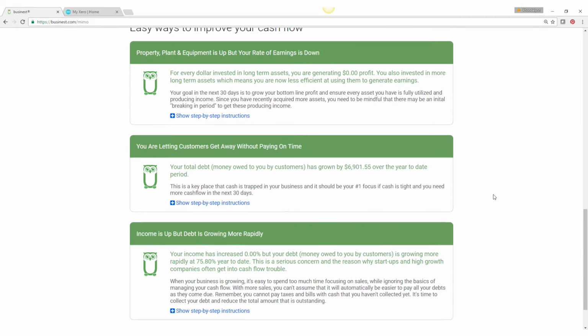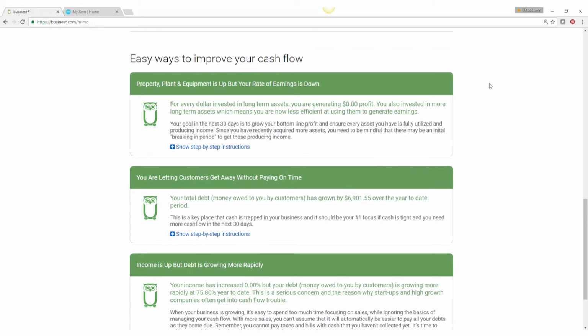That's where we're different. We provide easy ways to improve your cash flow. So what the system does, it looks at literally hundreds of different key performance indicators, metrics that we track, and also various types of scenarios. So we're looking at more than one thing at once, oftentimes.